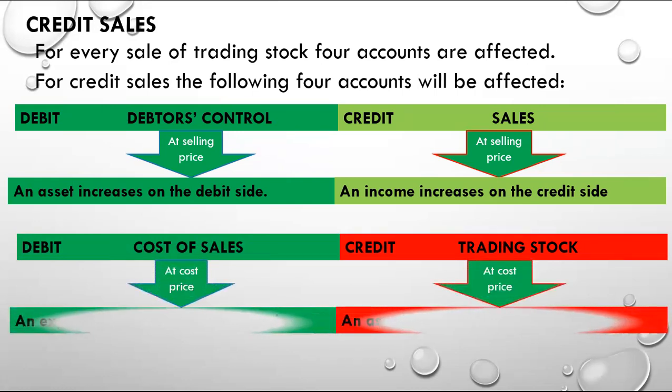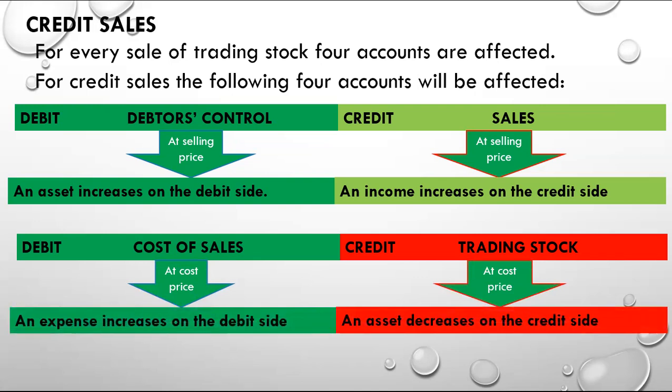Cost of sales will be an expense. It increases on the debit side. Trading stock is decreasing. An asset decreases on the credit side. That is why we're crediting trading stock here at cost price. Okay. This is us when we sell goods on credit. What happens though when the customer returns those goods?